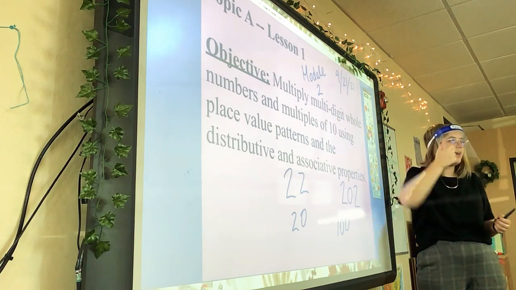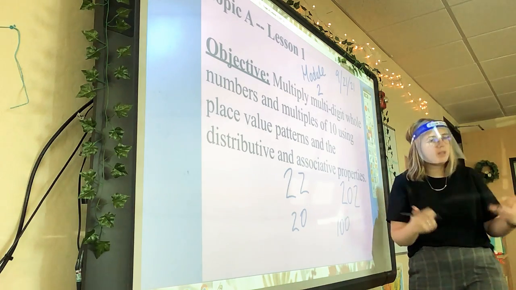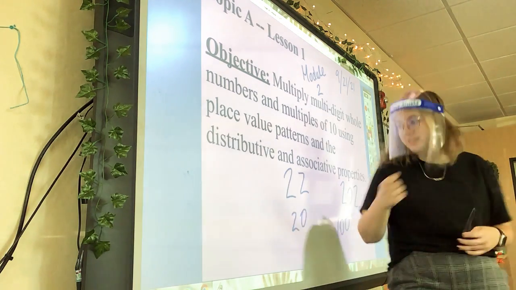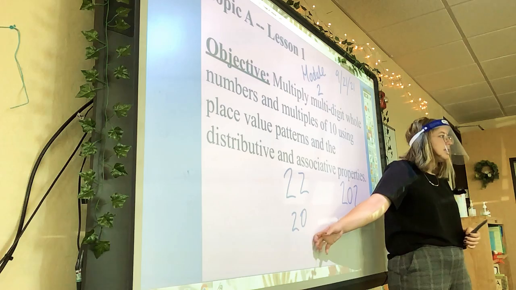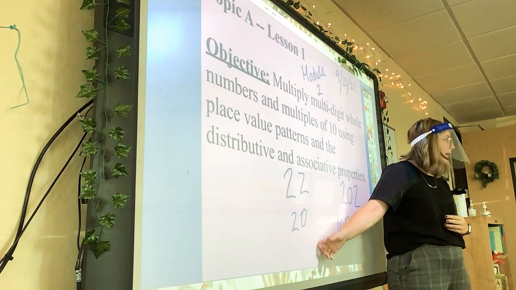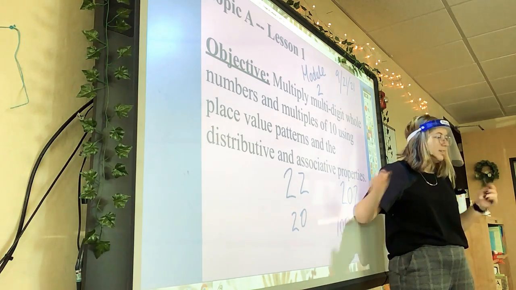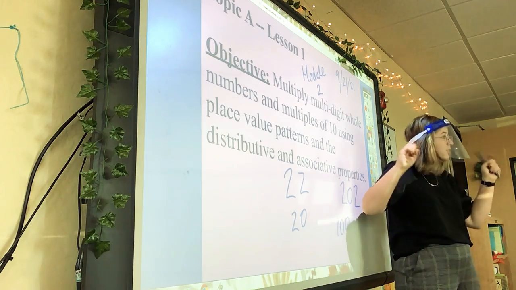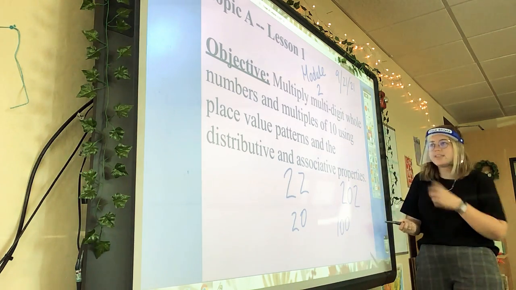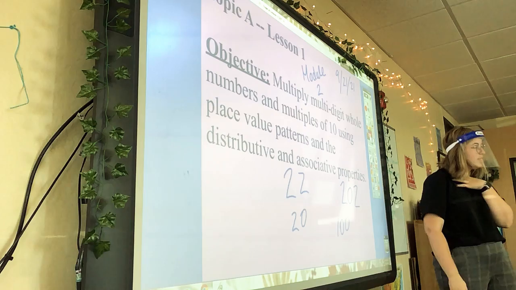Using place value patterns. So we're going to still be working with place value. We've got to know that this 20 right here is not a 2 and a 0, right? It's 2 what? 2 tens. Yeah, good. 2 tens, okay? So that's important. We got to make sure we have that understanding down.